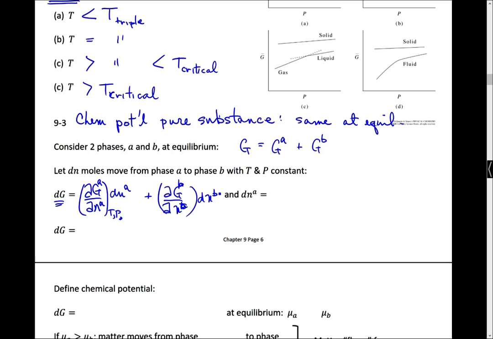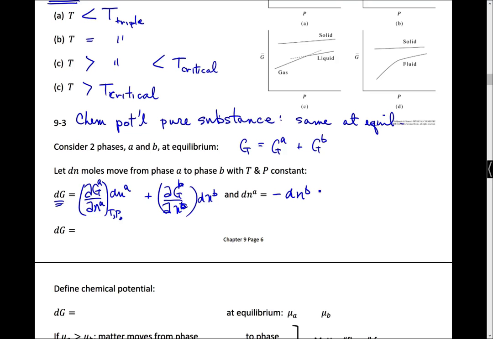Okay? Now, because I have a pure substance, dNA and dNB are going to be related, right? If something leaves A, it goes into B. So that means the change is going to be equal, but the direction is opposite. So dNA equals minus dNB, right?